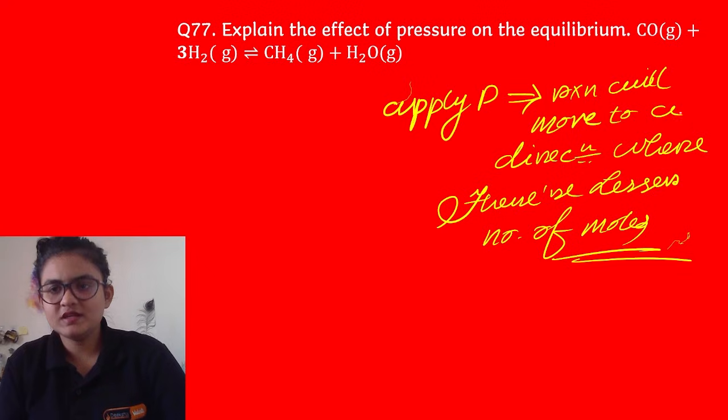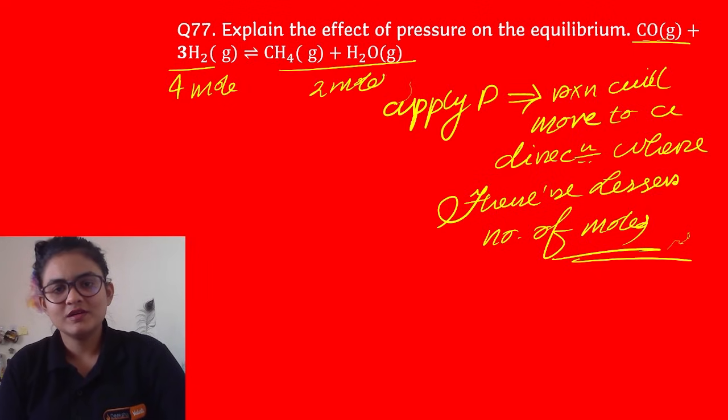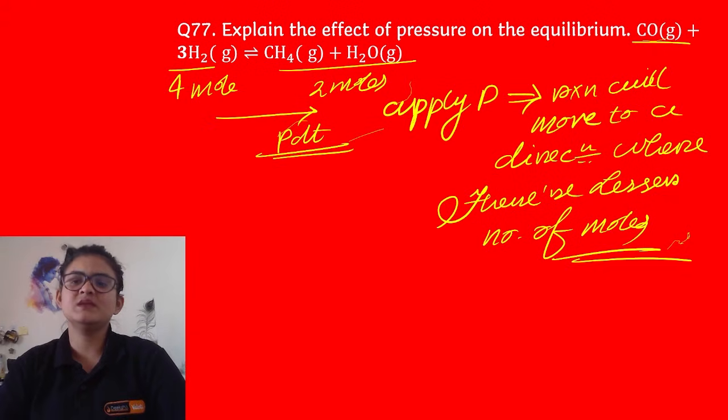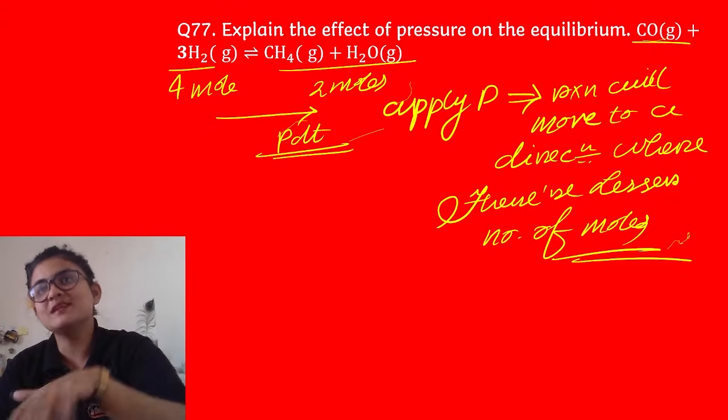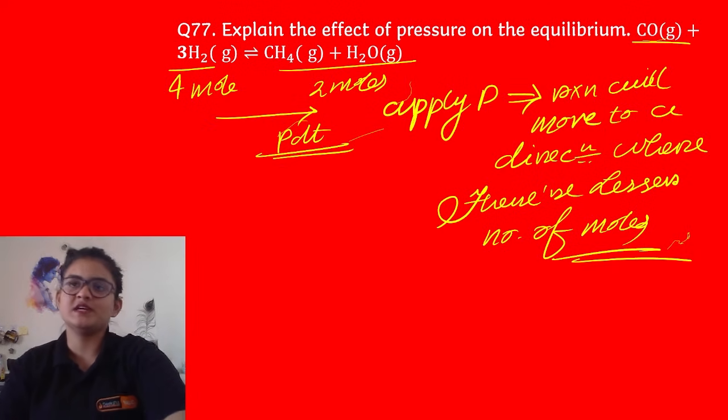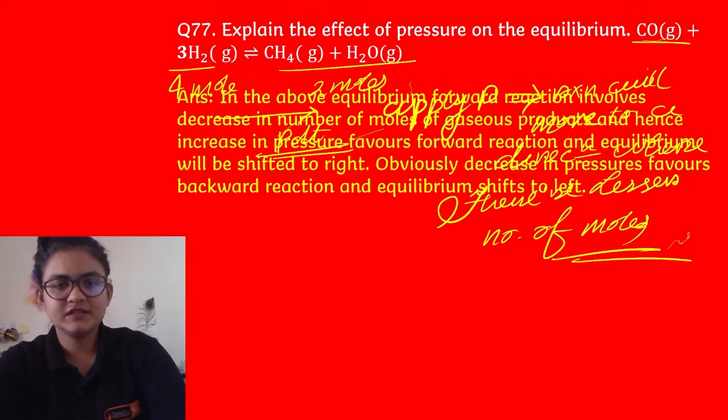Okay, so you can see, if you apply pressure, both the sides I am having gaseous, but in the reactant side I am having here 1 plus 3. Reactant side I am having total 4 moles. Okay, and this side I am having total 2 moles. So if you apply pressure, it will proceed to this direction, towards product direction, lesser number of moles, to minimize the pressure. Okay, I guess it's clear. So it will move towards the direction where there are lesser number of moles. So it will move towards the product side. Okay, so let's proceed further.